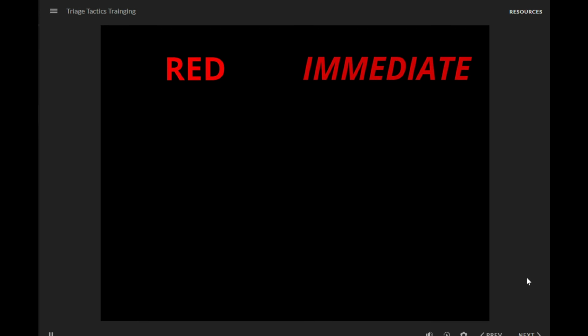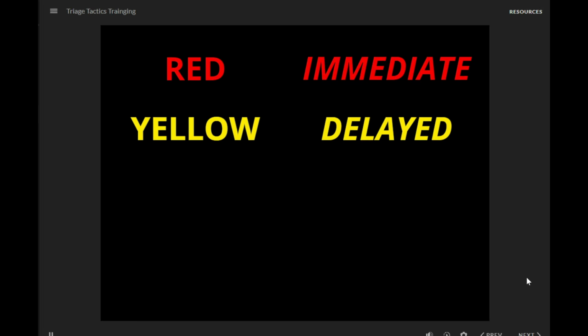Here's what the color codes mean. Red tag, immediate. These are patients who will die without immediate intervention. Think severe bleeding, airway compromise, or shock. They're critical, but savable if we act fast. Yellow tag, delayed. Serious injuries that need care within 1 to 2 hours, but they're stable for now. Fractures, moderate bleeding that's controlled, head injuries with stable vital signs. They can wait while we save the reds.